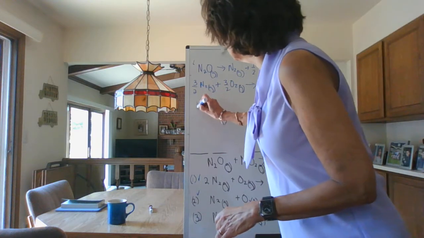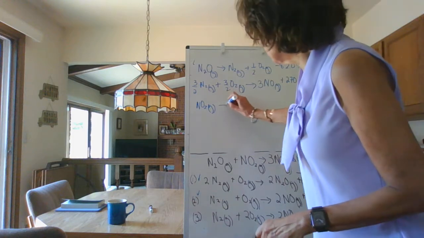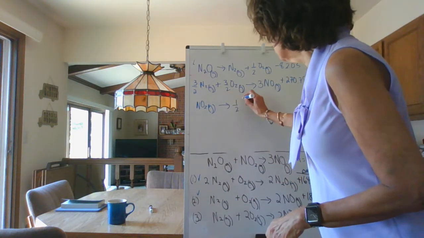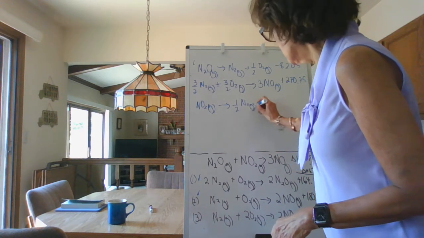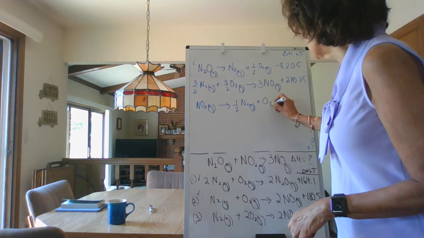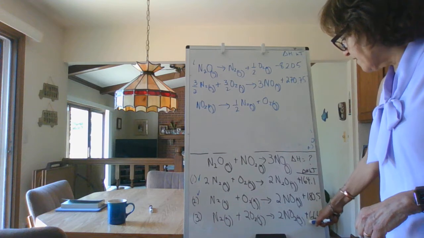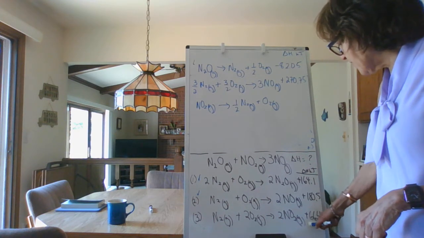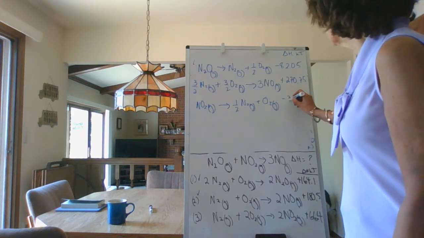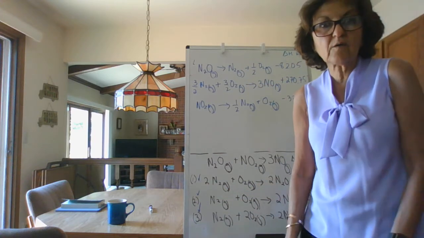So I'm going to have an NO2 gas on the left, and it's going to decompose. I have to divide this by 2, so I'm going to have a half N2 gas. And divide the O2 by 2, that'll just be 1, plus O2 gas. This has to be flipped, so it becomes negative, and divide by 2, so I'll have a negative 33.2. Okay, I did everything I possibly can do now.